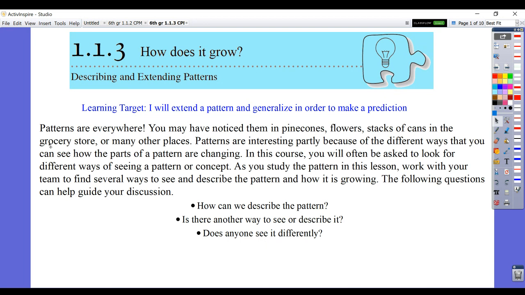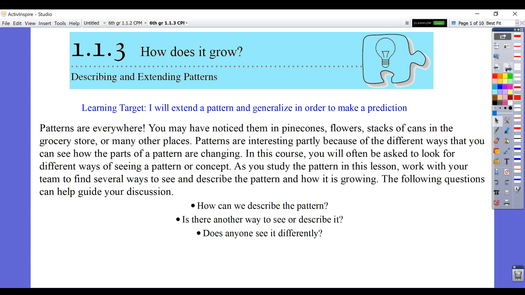They remind you that patterns are everywhere, that you might have noticed them in pine cones, flowers, stacks of cans in the grocery store, or many other places. Patterns are interesting partly because of the different ways you can see how the parts of a pattern are changing. In this course, you'll often be asked to look for different ways of seeing a pattern or a concept.